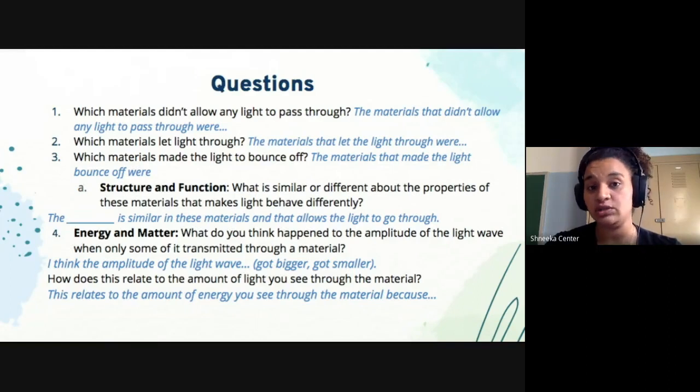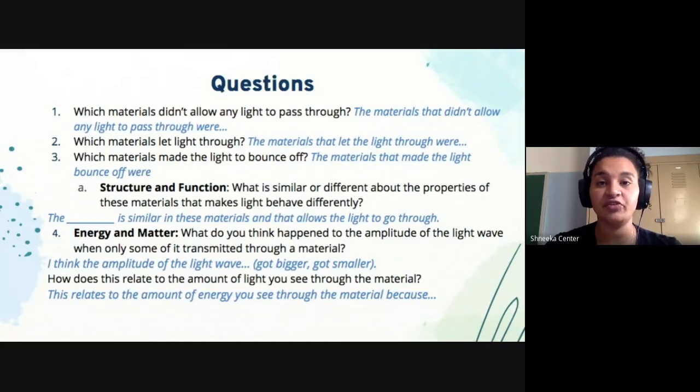These questions are difficult, but if you use the vocabulary that we reviewed in previous lessons and your observations, you will do a great job answering them. If you have any questions, feel free to reach out to your teacher.